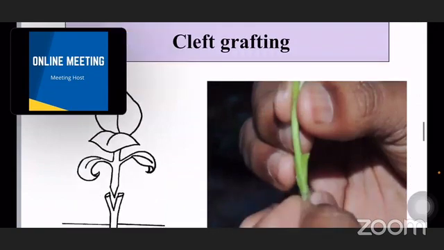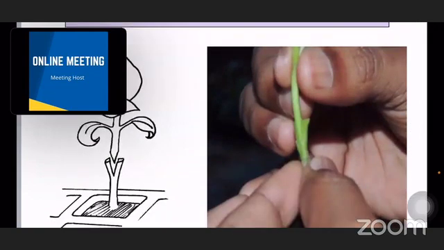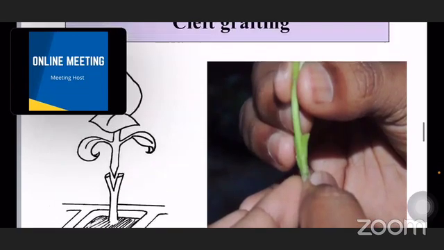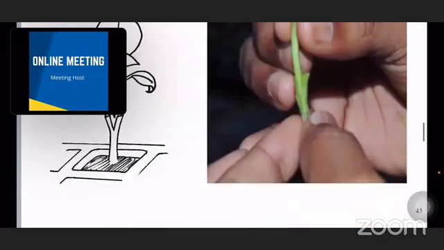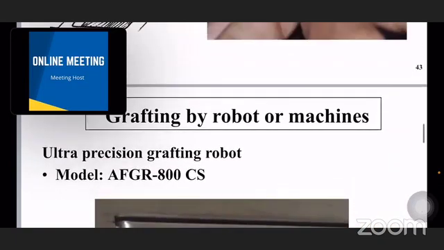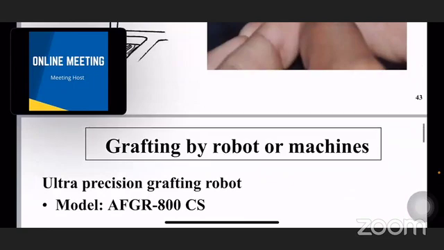It is supported with the grafting clip. Then cleft grafting. Usually in brinjal and tomato, this cleft grafting is commercially followed, and this is the successful grafting. Here we give the V cut for the scion, and in between we give a cut in the rootstock, insert the scion and support it with the clip. These are the manual methods of grafting, and this is the robot machines.